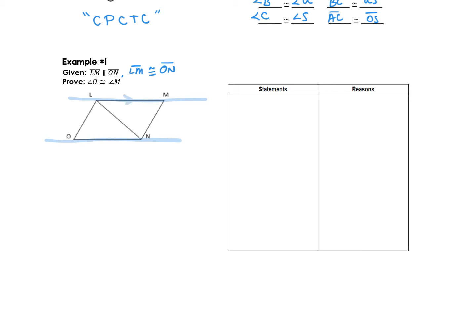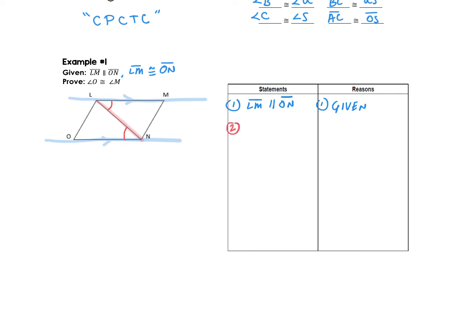And like always, I'm going to extend those parallel lines just to make them a little bit more visual, okay? A little bit more important, I guess. So, first piece of given information is just that: LM is parallel to ON. All right, we've seen parallel lines a lot. When two parallel lines are cut by a transversal, hopefully at this point you'll be able to tell me that alternate interior angles are congruent.